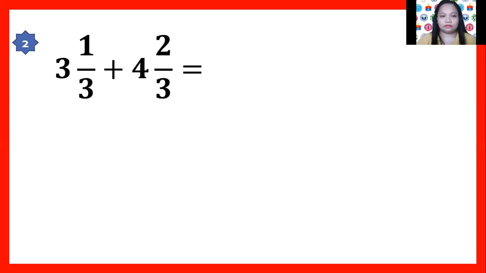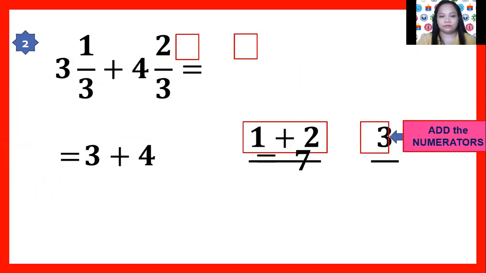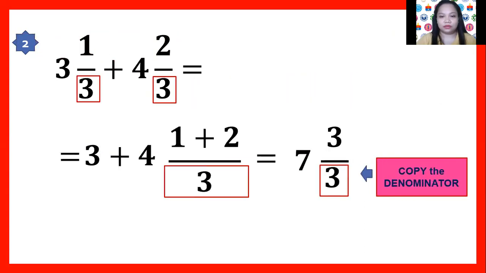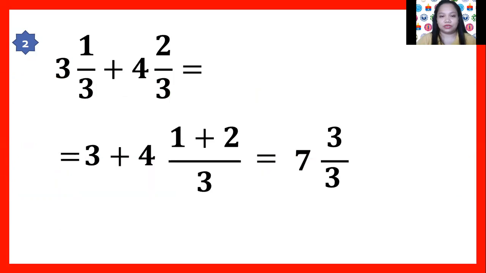3 and 1/3 plus 4 and 2/3. First step, we need to add the whole parts. So 3 plus 4, that is equal to 7. Then 1 plus 2, that is equal to 3. And then we copy the denominator, 3. Take a look at our answer, 7 and 3/3.